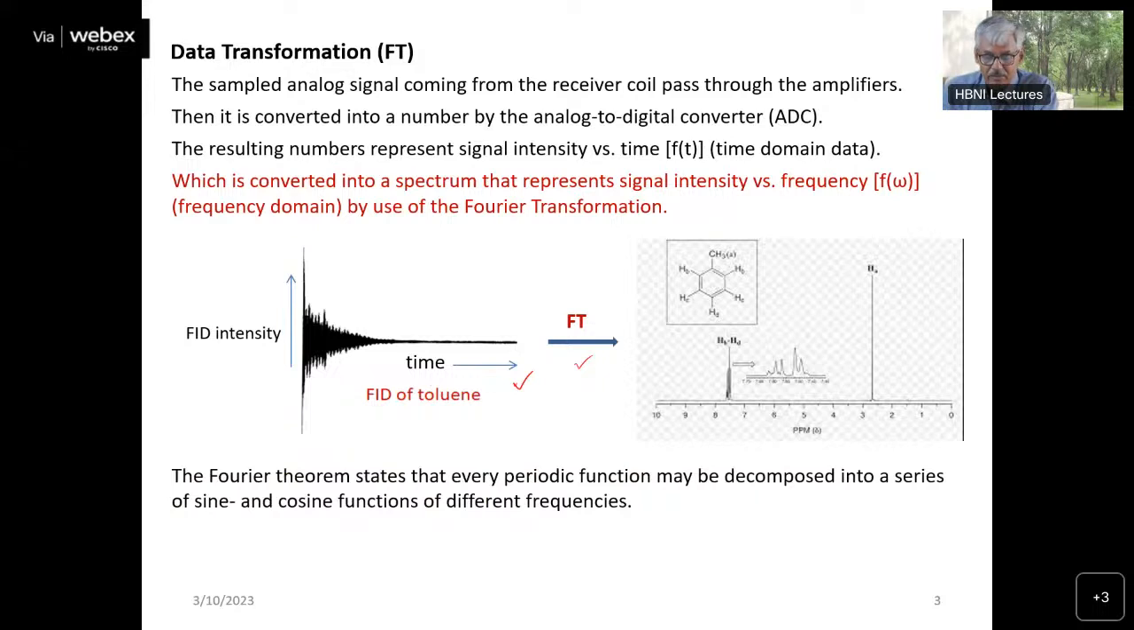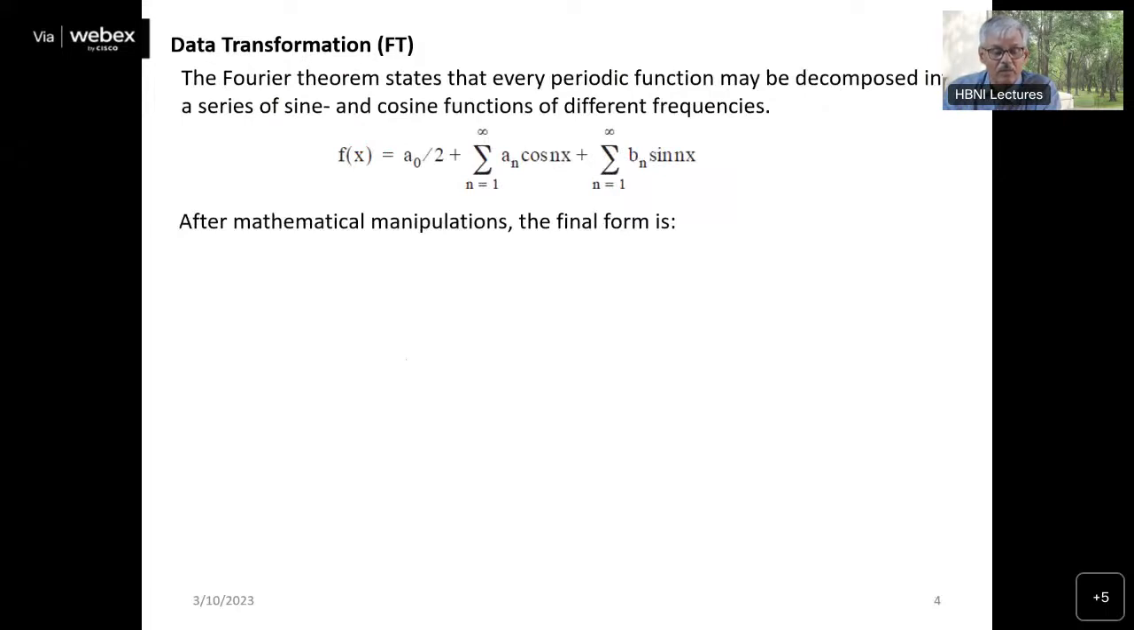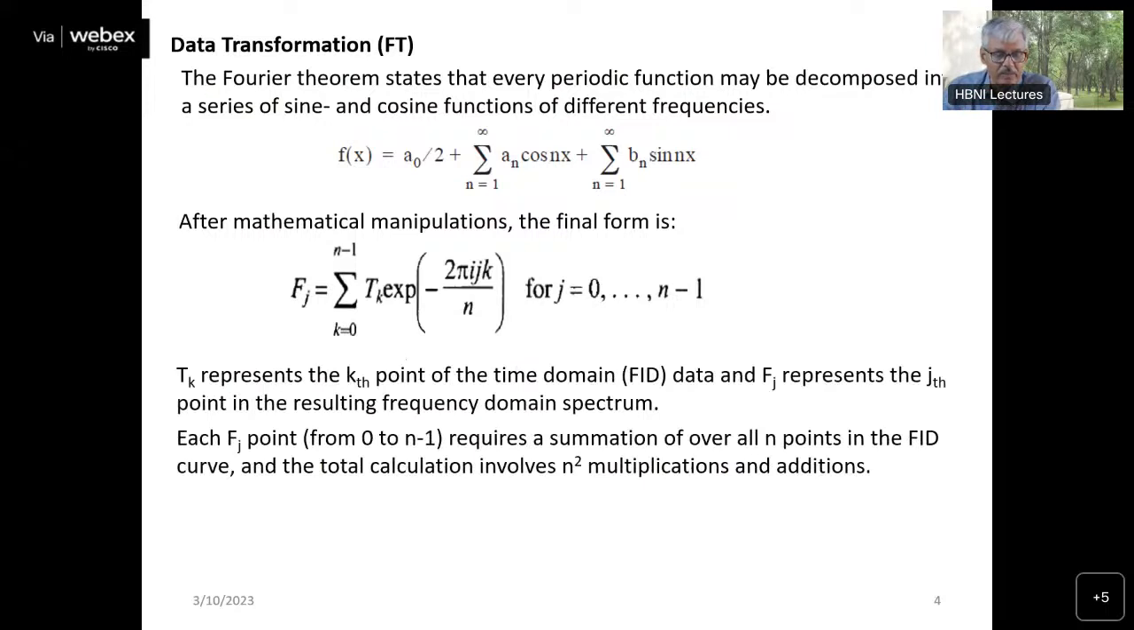Now we know the Fourier theorem states that every periodic function may be decomposed into a series of sine and cosine functions of different frequencies. So whatever data you are getting can be converted into cosine and sine functions. I'm not going into the Fourier transformation mathematics. The final form is this functional form, where tk represents the kth point of the time domain FID data, and Fj represents the jth point in the resulting frequency domain spectrum.